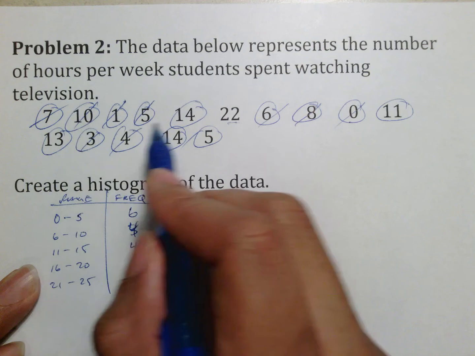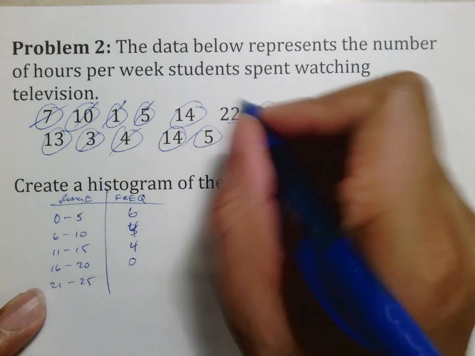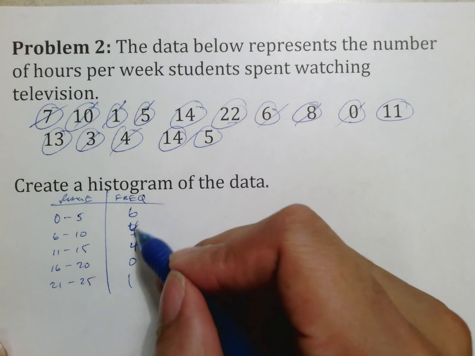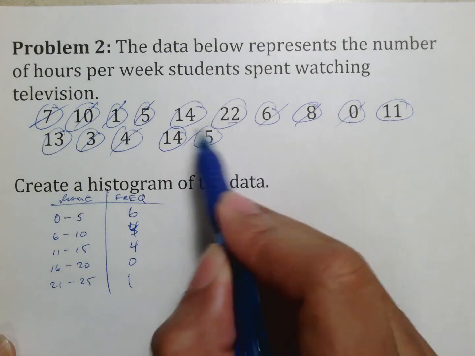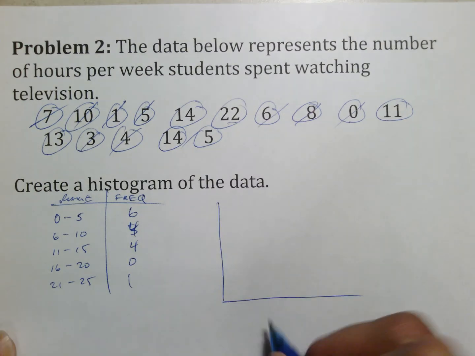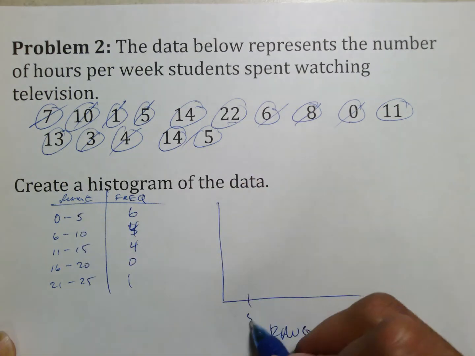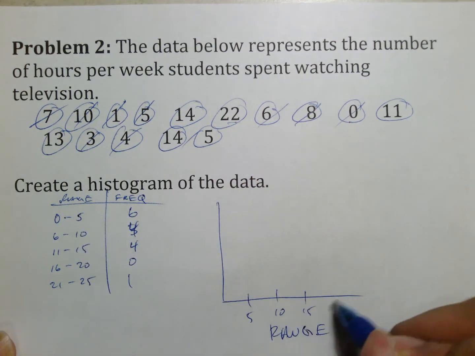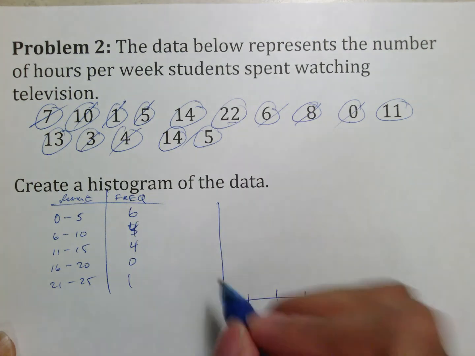16 to 20 is none. And then 21 to 25 is just the 1. So again, a real quick check: 6, 10, 14, 15, which means I got that right. Now we make our histogram. Again, our range number should be based off of this, which is 5, 10, 15, 20, 25. And our frequency has to go as high as our highest number, which is 6.